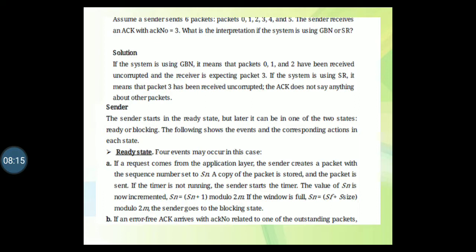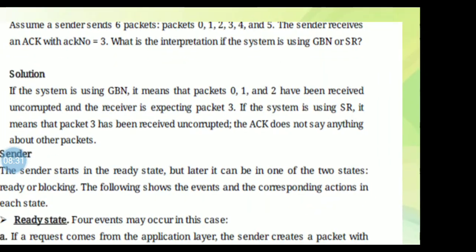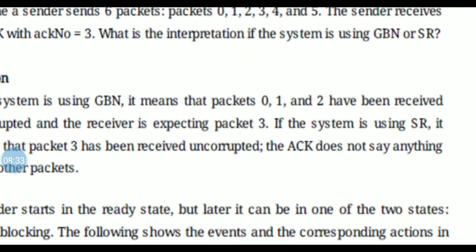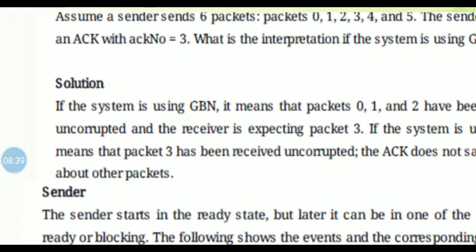Solution. If the system is using GBN, it means that packets 0, 1 and 2 have been received uncorrupted and the receiver is expecting packet 3. If the system is using selective repeat, it means that packet 3 has been received uncorrupted. The acknowledgement does not say anything about other packets. Okay.